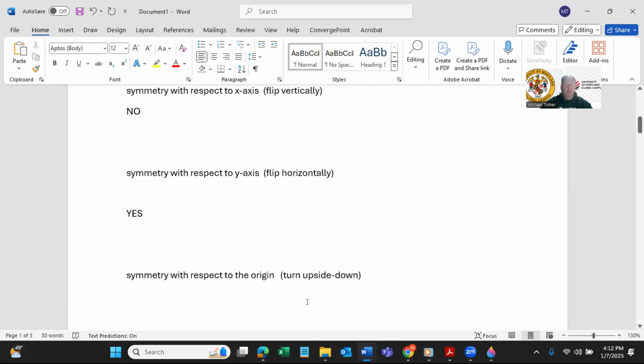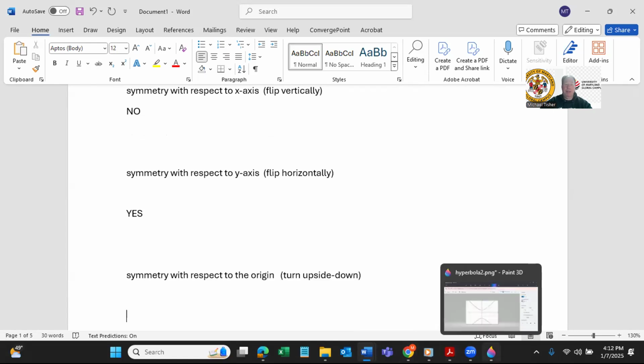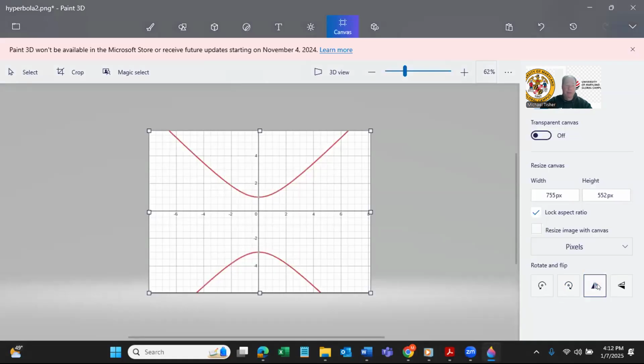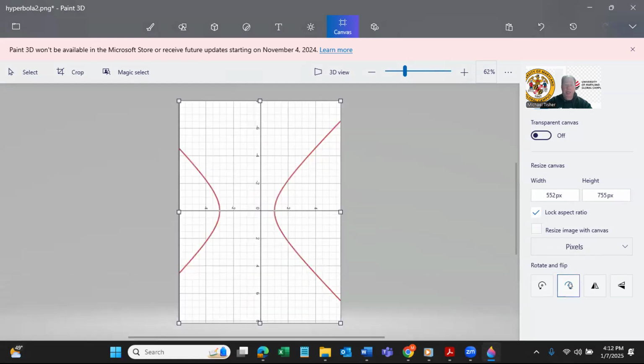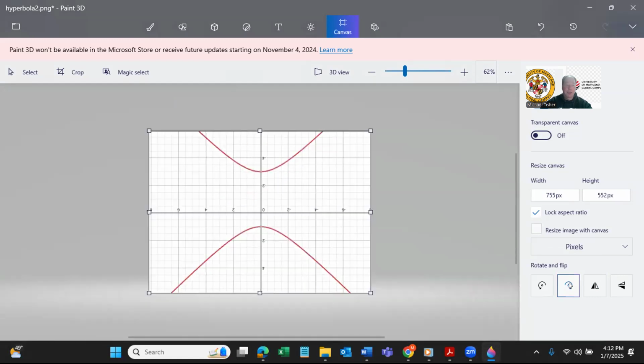All right, now let's test for symmetry with respect to the origin. So let's turn the graph upside down, and if we get the same graph upside down as before, then we do have symmetry with respect to the origin. So let's find out. Let's go back to the original graph. Here it is right here. And let's rotate it 90 degrees. And let's rotate it another 90 degrees. Is it the same graph as before? Let's see it again.